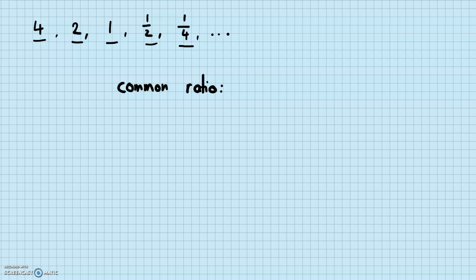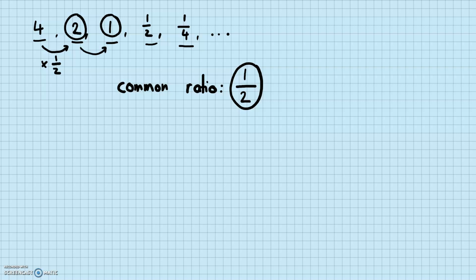So just pick a term, let's say 1, and divide by its previous term, which is 2. And you'll see that the common ratio is 1/2. And you can double check that. Does 4 times 1/2 equal 2? And it does. Does 2 times 1/2 equal 1? It does. Does 1 times 1/2 equal 1/2? It does. So you can check this way.